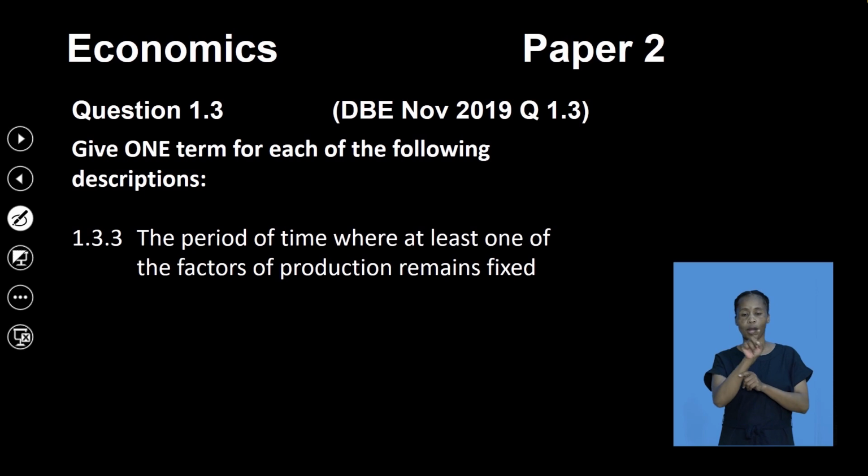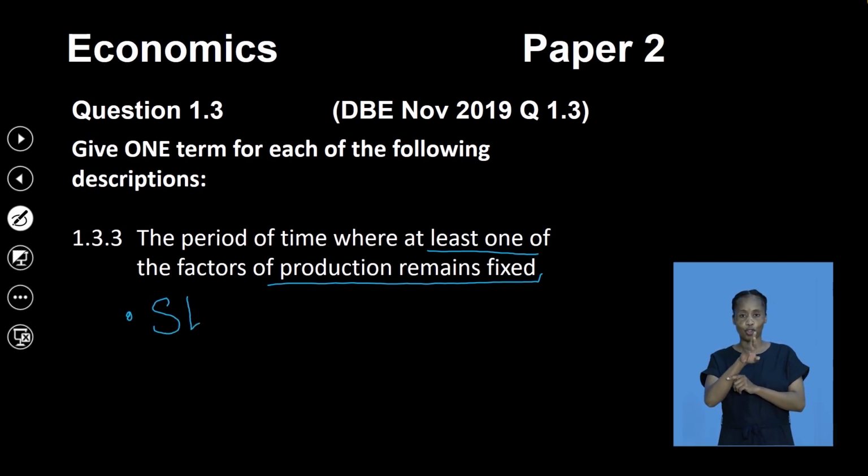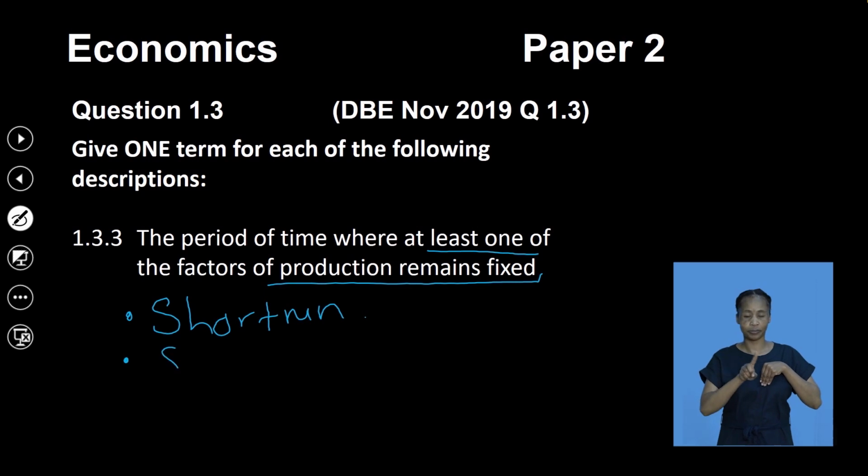Right, we continue to question 1.33. The period of time where at least one element or one of the factors of production remains fixed. Right, our answer there is the short run, or I would also accept short term in the exam.